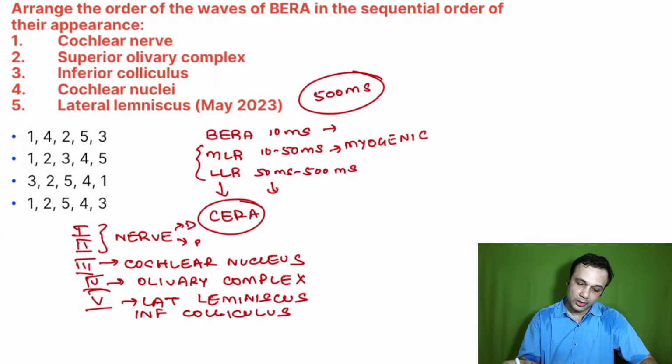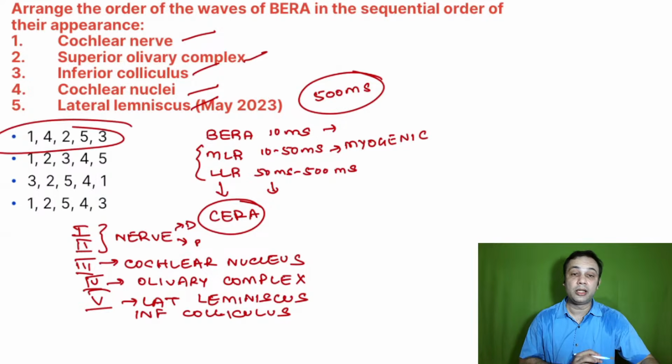Once again, you can label this as 1, 4. It is similar to what you saw earlier, right? So 1, 4, 2, 5, yes, 5 and 3. Right, so option 1 is the answer here.